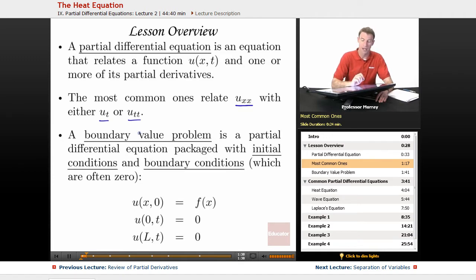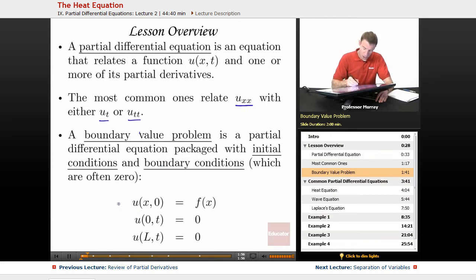But let me tell you about a boundary value problem. A boundary value problem is a partial differential equation which comes together in a package with initial conditions and boundary conditions. Often the boundary conditions are zero. Let me show you what I mean by that.